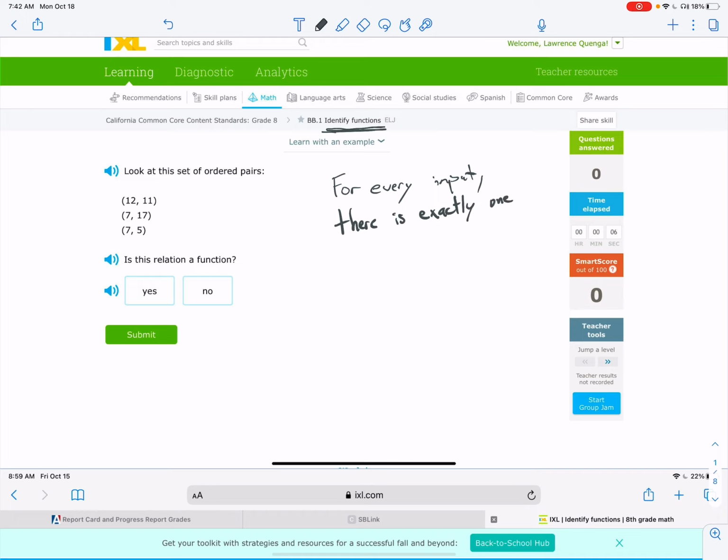So the thing that you need to ask yourself every time you see a set of ordered pairs, or if you see a table, is: do the x values repeat themselves? Look at our x values here, and we can see that the x values do repeat themselves, right here, 7 and 7.